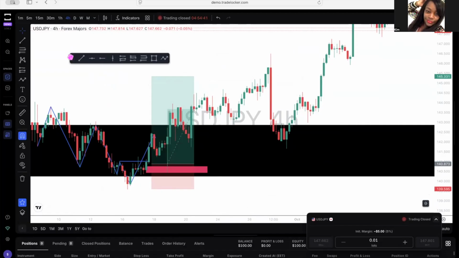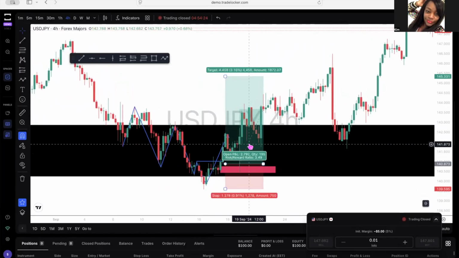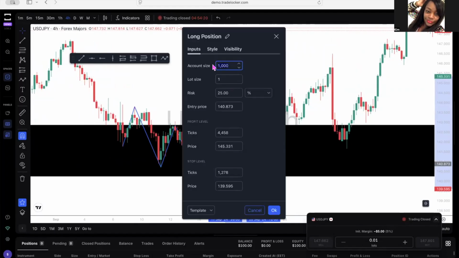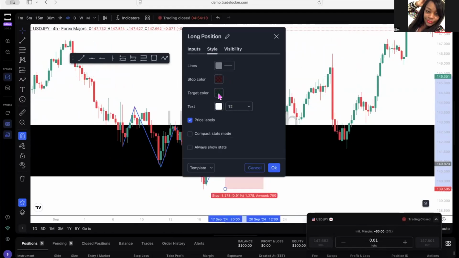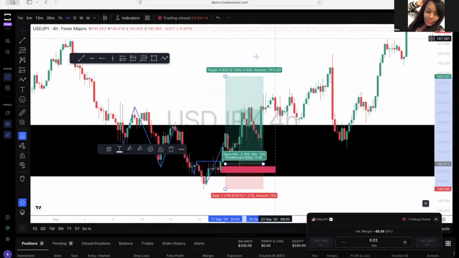TradeLocker created TradeLocker based off of TradingView. It's supposed to be almost an exact replica of TradingView. Now my colors are different because I changed the colors, but you can always change your colors to whatever you wish to change them to, okay?